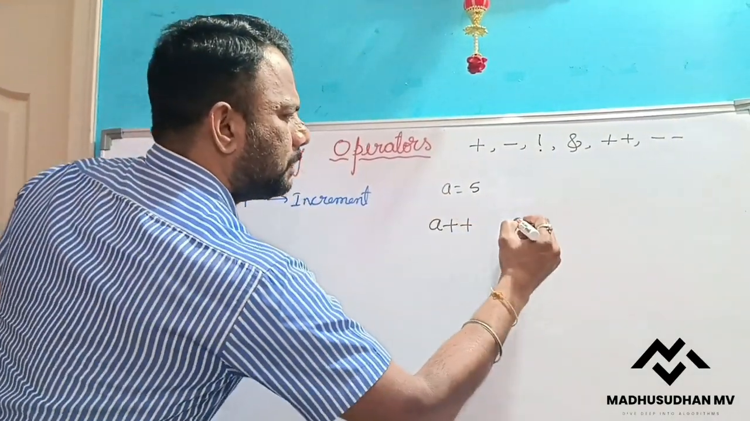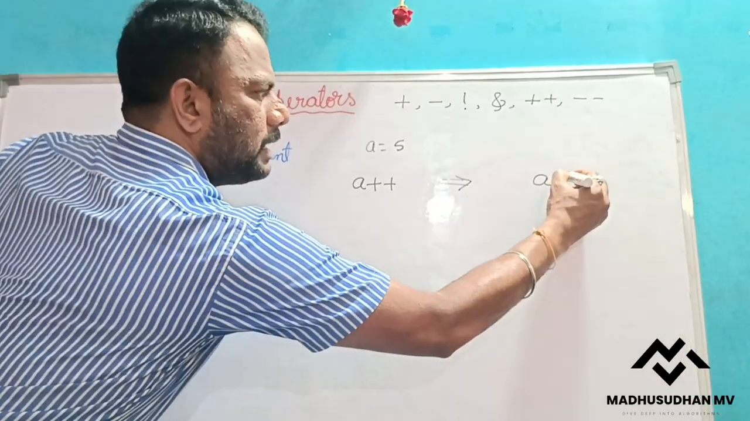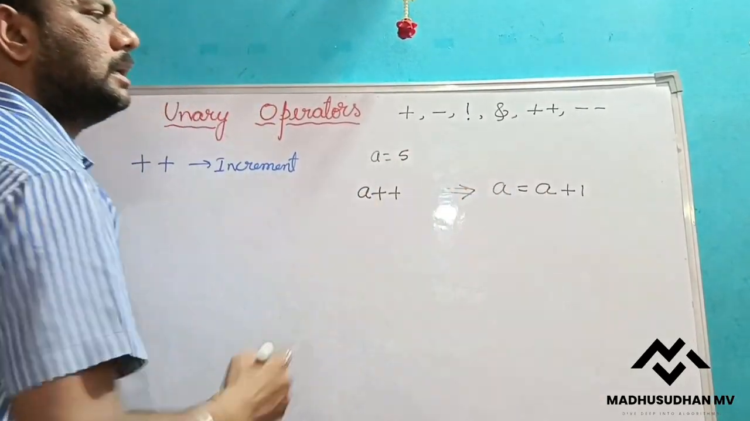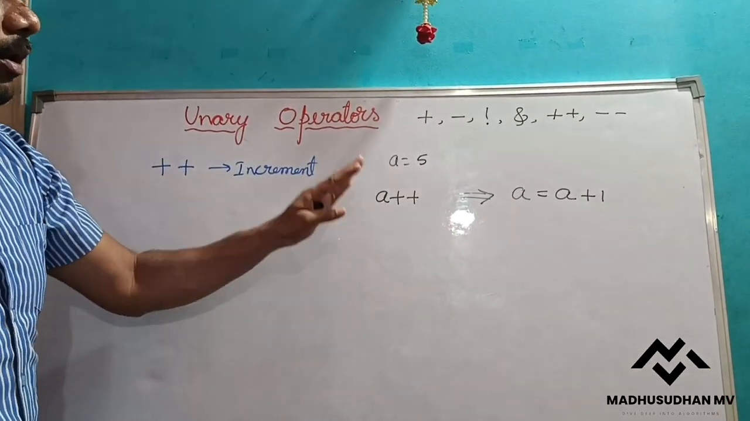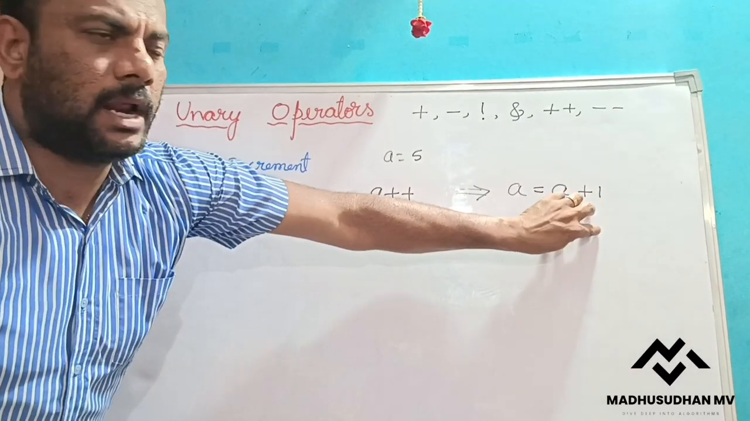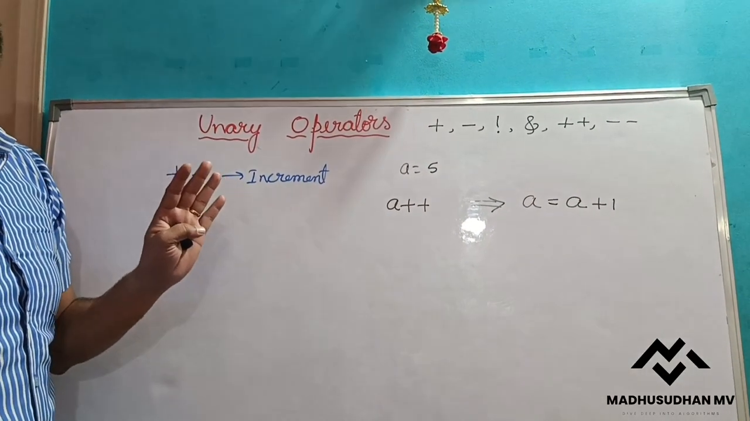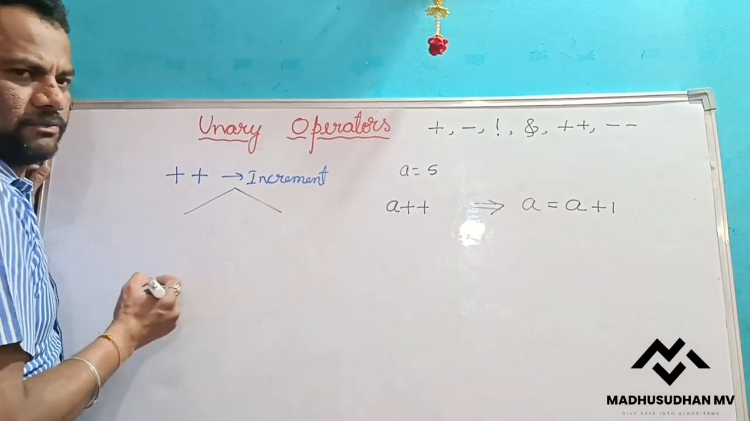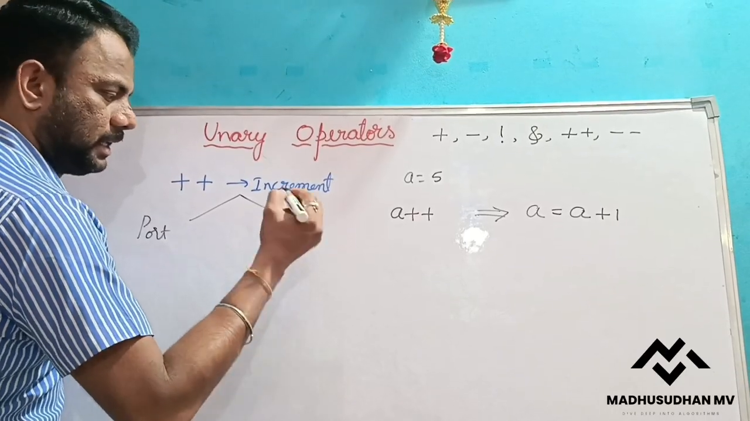So A plus plus means whatever the value of A is, that will be incremented by 1 and the result will be assigned to A only. Instead of writing it the long way, we write this. By default, A plus plus means the value of the variable is incremented by 1 and the updated value is stored in A again. That is the meaning of increment. But the increment operator is divided into 2 types: post increment and pre increment.